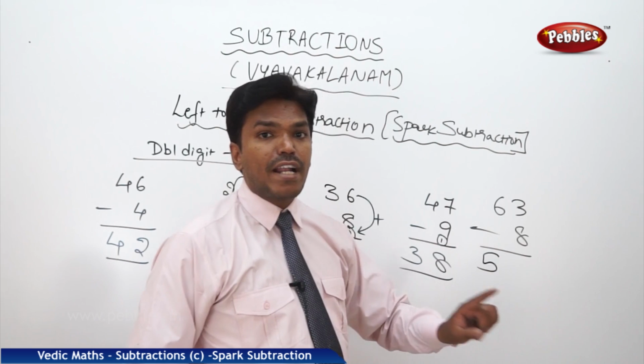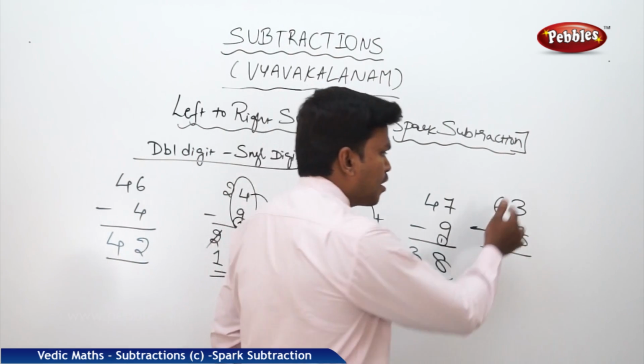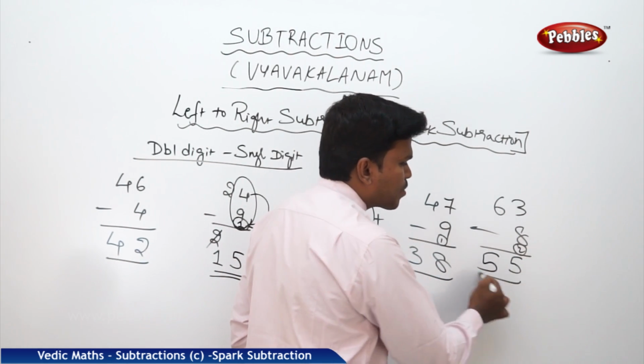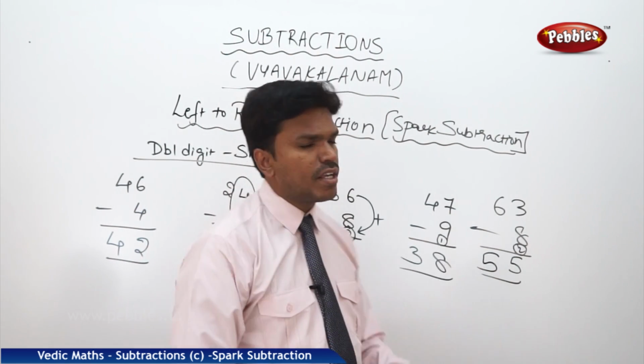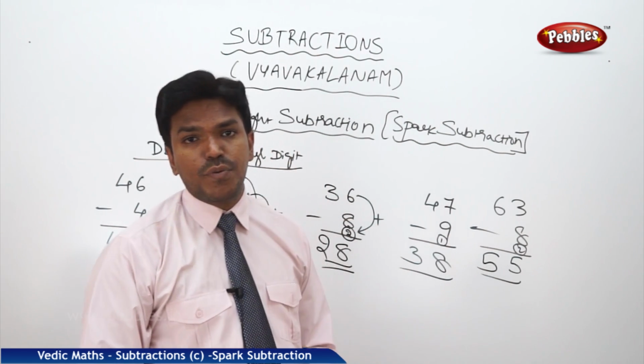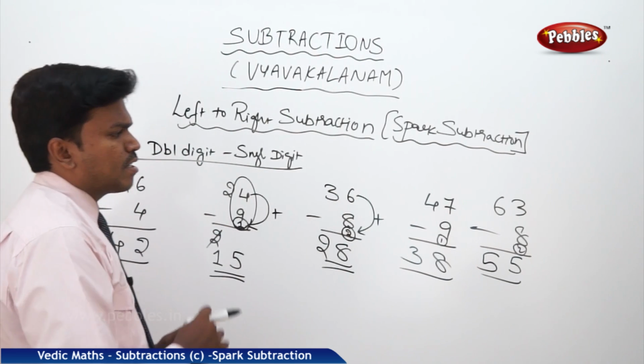So bring the above number and add to the below number complement. That is 3, and the below number complement is 2. So 3 plus 2 is 5. So my answer is 55. So like this we can do double digit minus single digit.